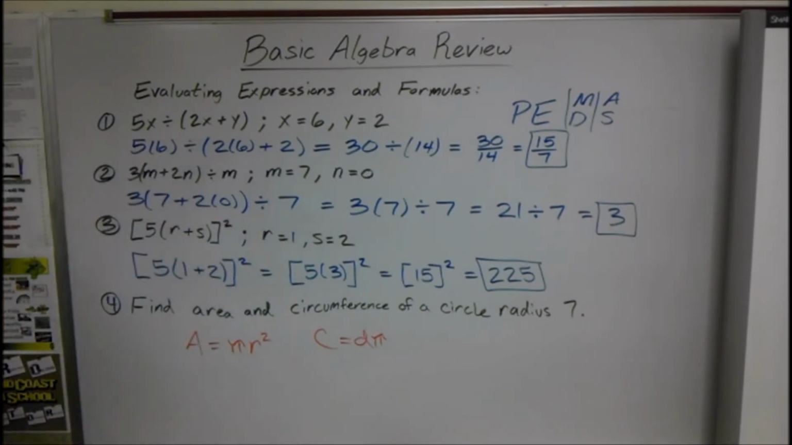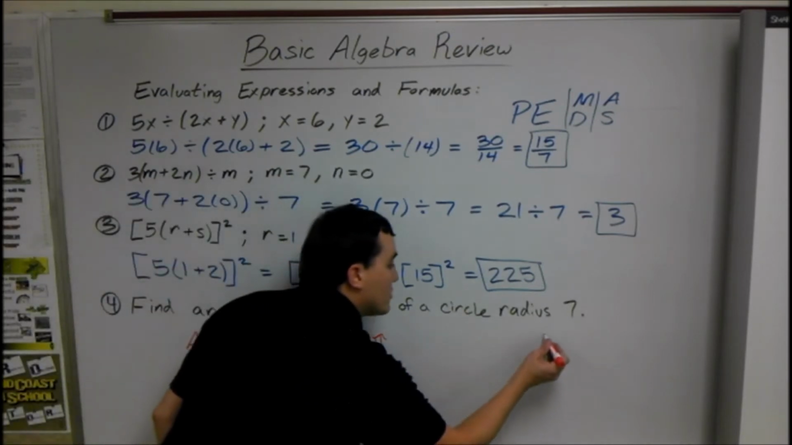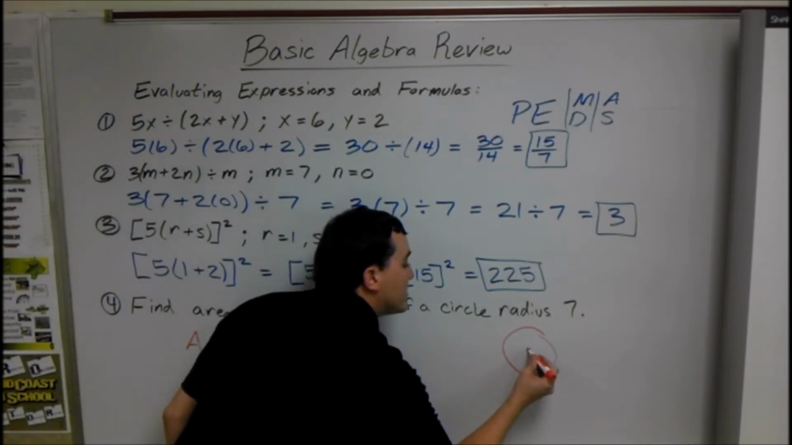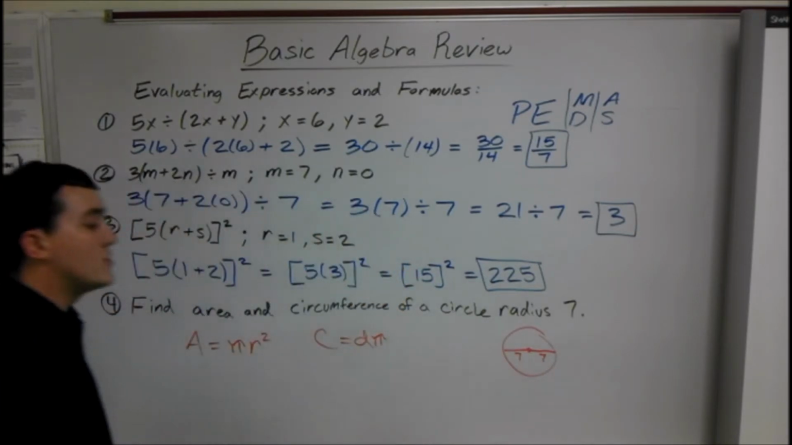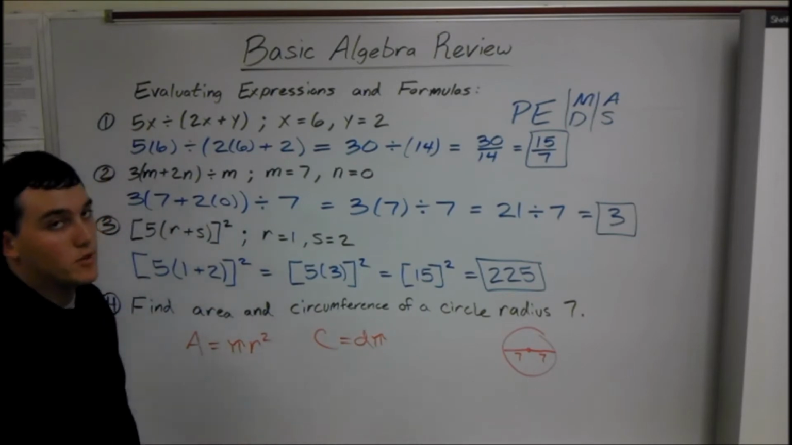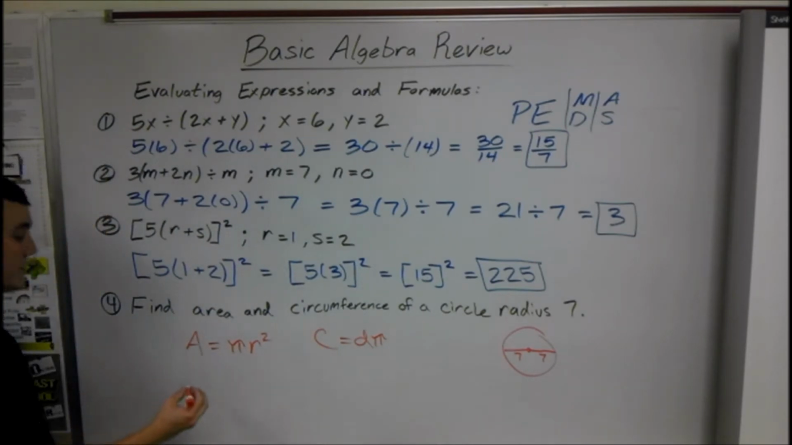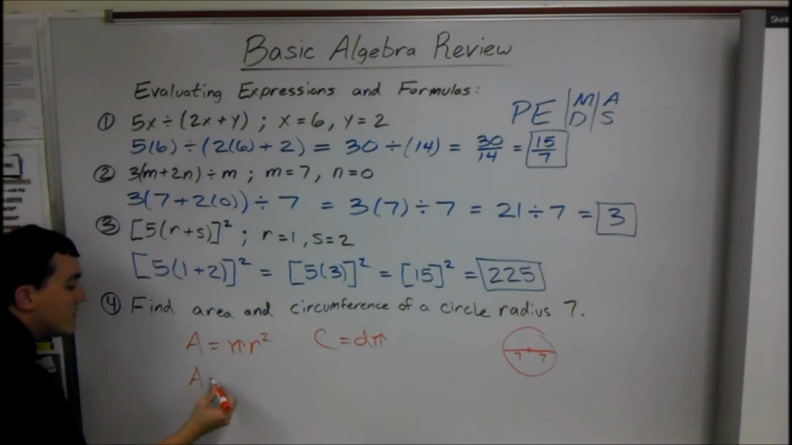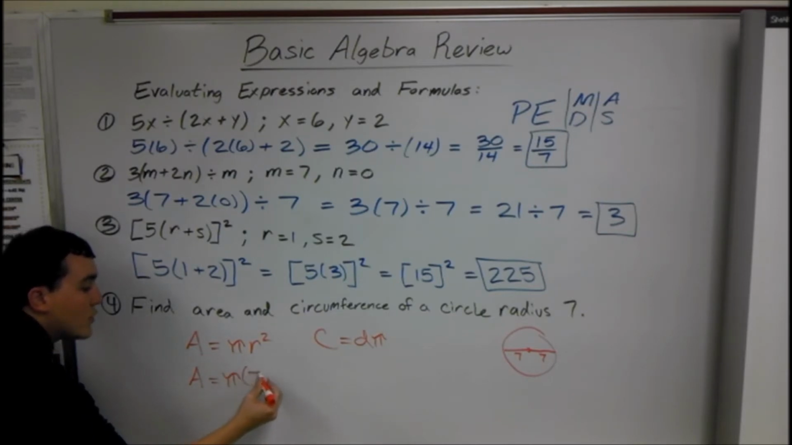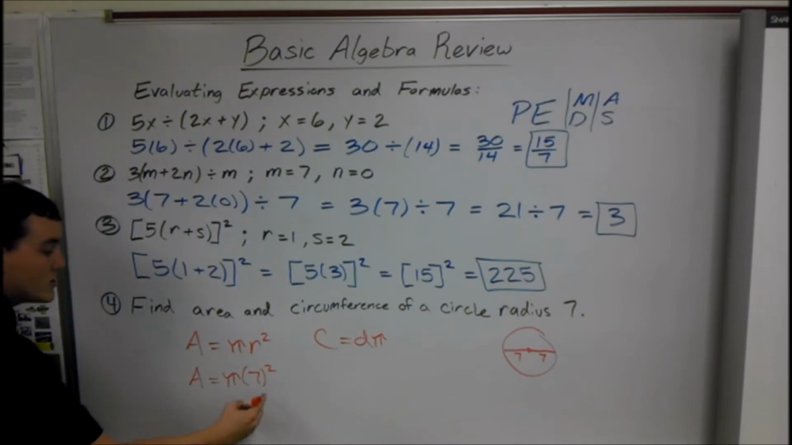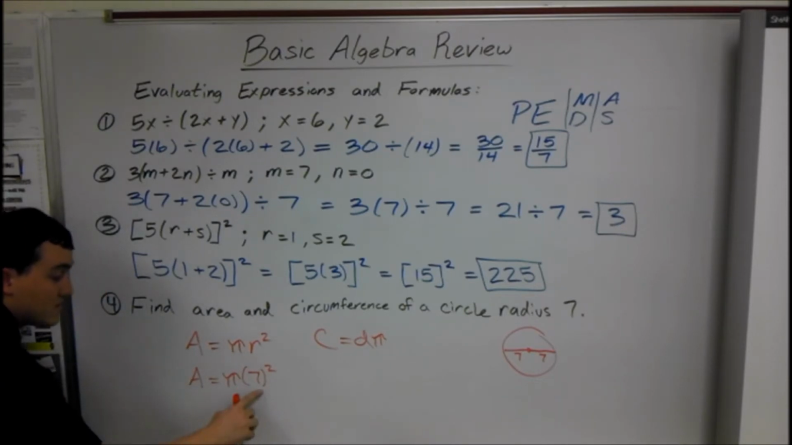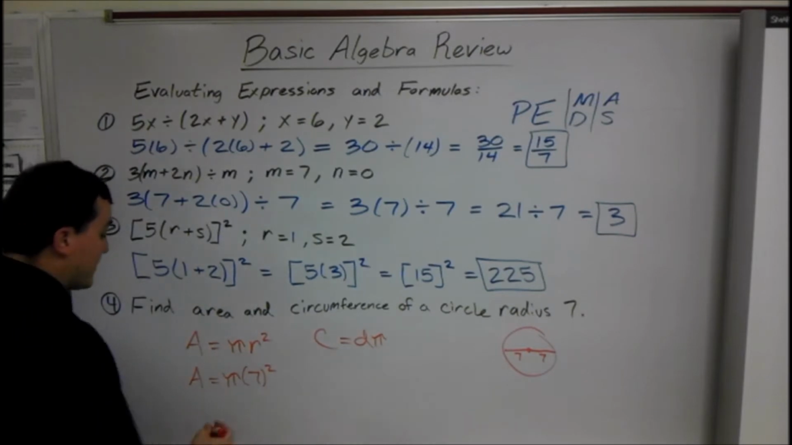And we know our radius is 7. So for a circle, our radius is 7, so our diameter is another 7. So the diameter here would be 14, 7 plus 7. So we plug it in, A equals pi times 7 squared. Well, 7 squared is just 49, because squared means multiply by itself, 7 times 7.